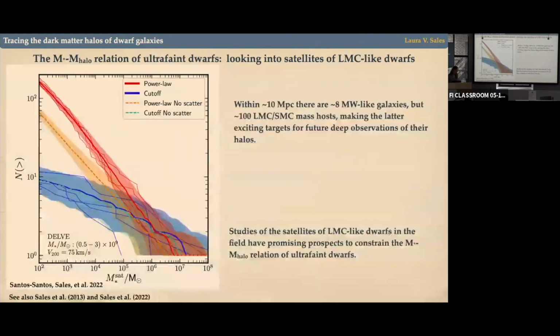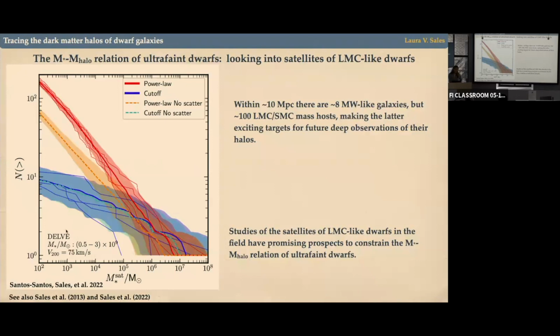Now, why the LMC is such an interesting scale is because of the numbers. If you check within 10 megaparsecs of the Milky Way, you will find about 8 galaxies comparable to the Milky Way, which is nice, but about 100 LMCs. That means you can beat down the halo-to-halo variation in a much more robust way by observing these hosts instead of Milky Ways. And that's something the community has started doing already.